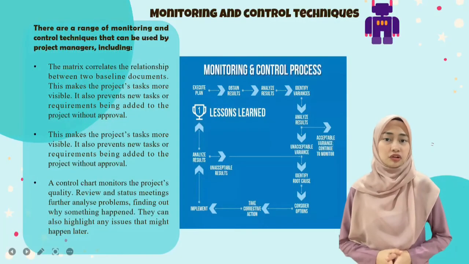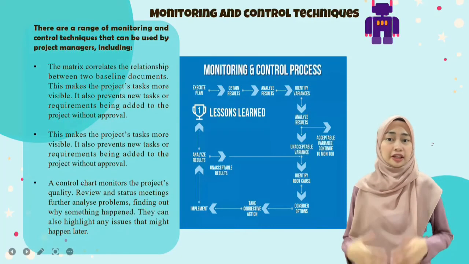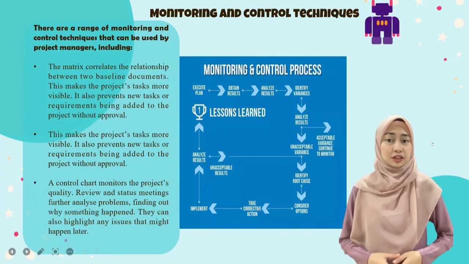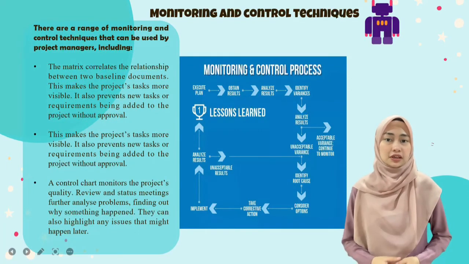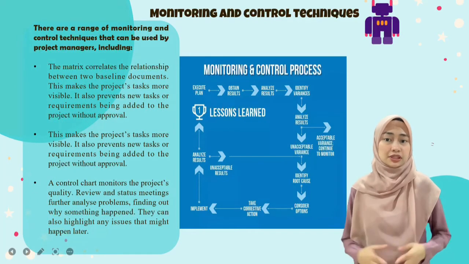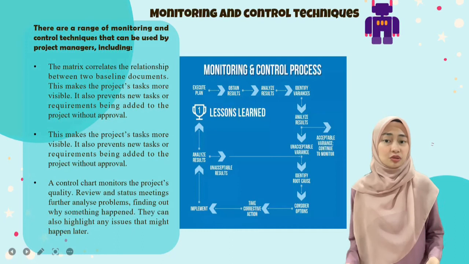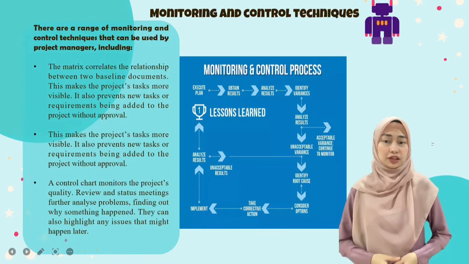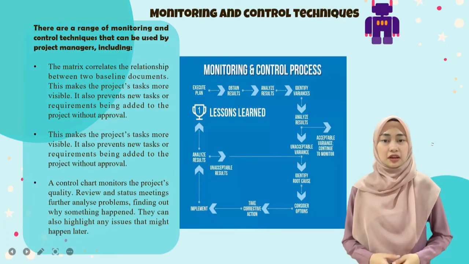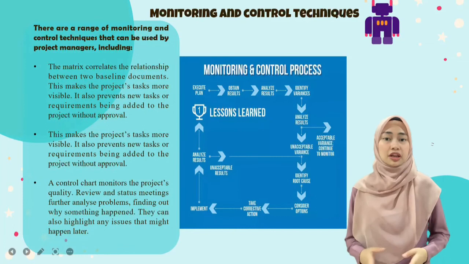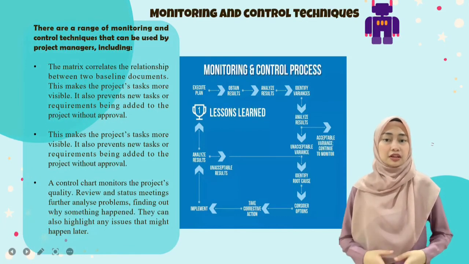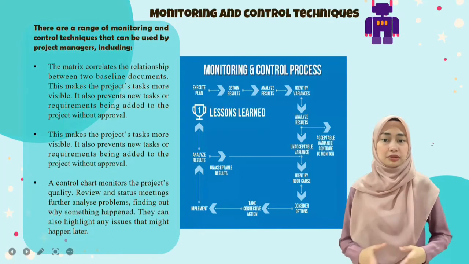There are a range of monitoring and control techniques that can be used by project managers, including the metric that correlates the relationship between two baseline documents. This makes the project tasks more visible. It also prevents new tasks or requirements being added to the project without approval. A control chart monitors the project's quality. Review and status meetings allow further analysis of problems, finding out why something happened. They can also highlight any issues that might happen later.